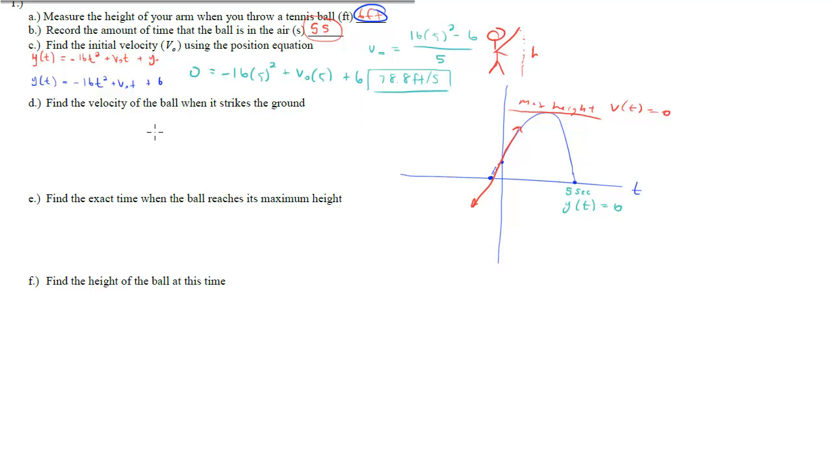Okay, find the velocity of the ball when it strikes the ground. Alright, so if you take the derivative of this equation here, you end up with v of t equals negative 32 t plus v initial. All right, well, we know our v initial, so it looks like we're off to a good start.